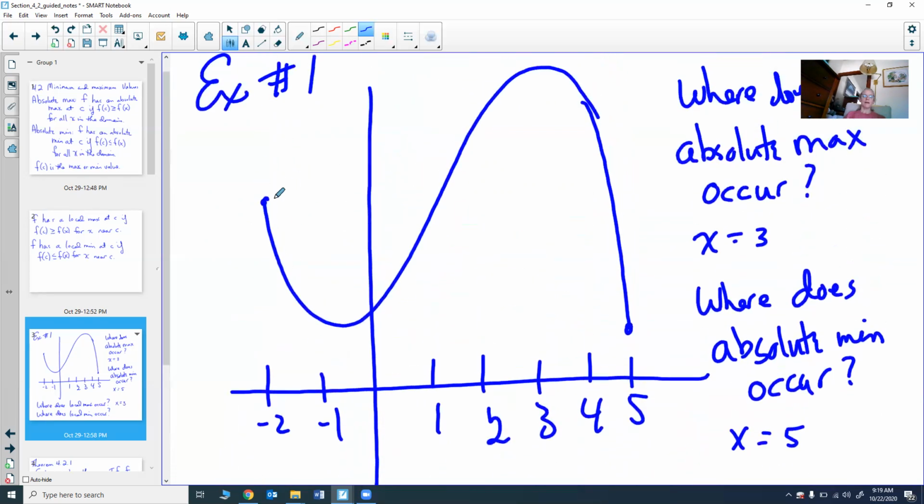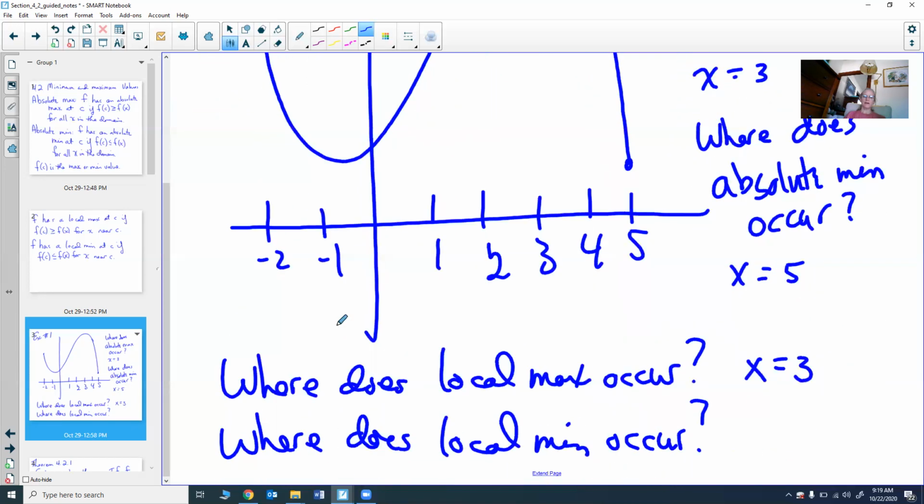Local min, again, we're coming down, and at x equals -1, notice that's the lowest point. There's numbers bigger than it on both sides of -1, but at -1, that's the lowest point there. So at x equals -1, we also have a local min.